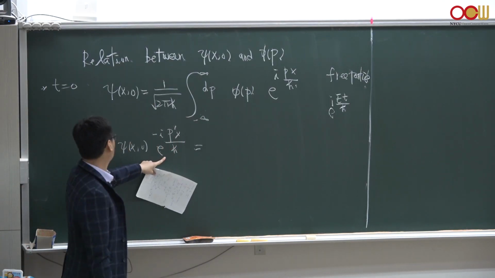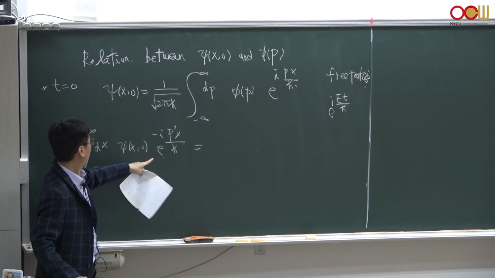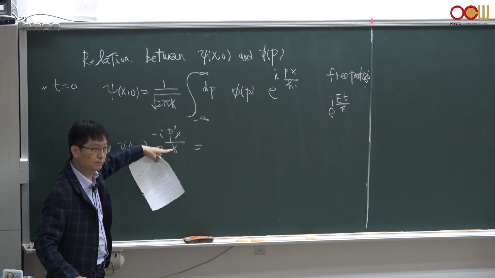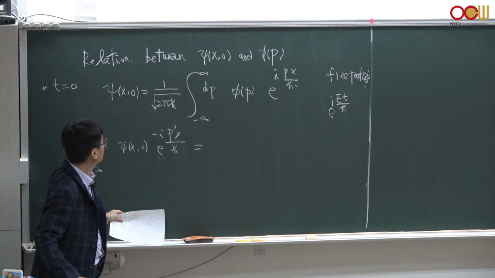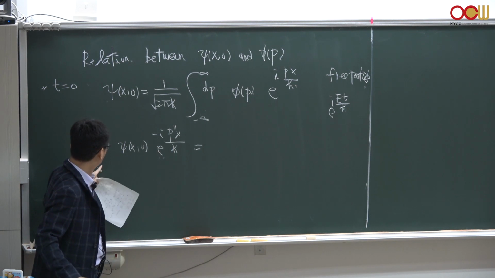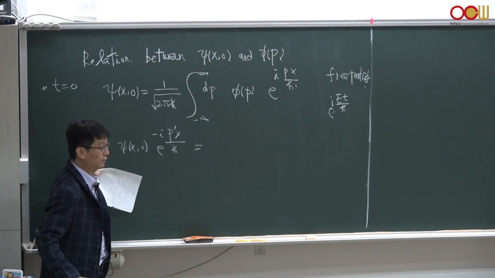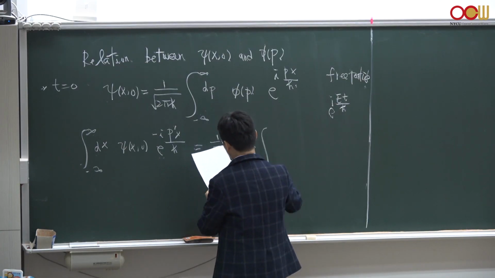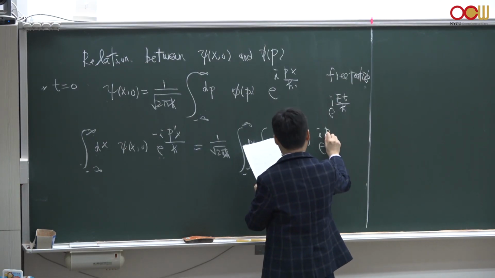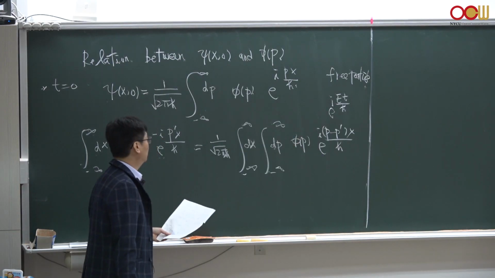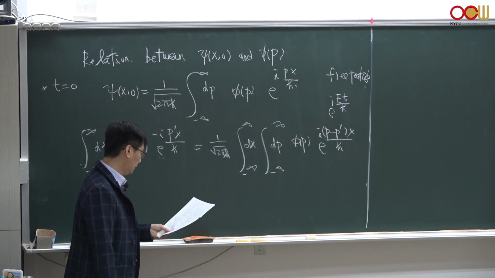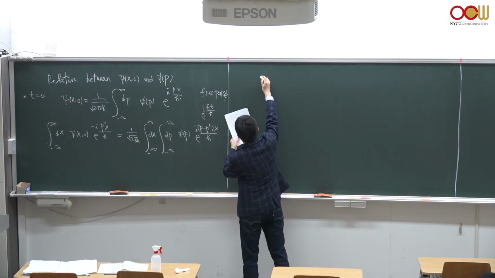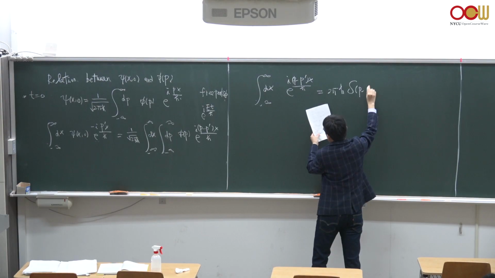Let's multiply this psi x0 by a factor e to the minus ip prime x over h bar, where p prime is some other momentum variable, not p. Then I integrate over the entire x. What I get is this integral. Here comes the trick: there is an identity called the Dirac delta function for an integral like this.